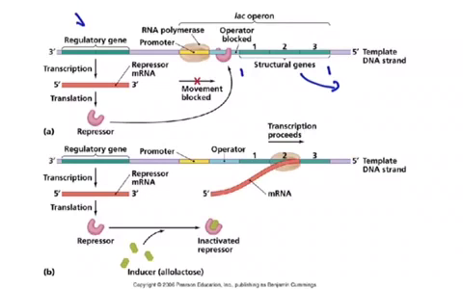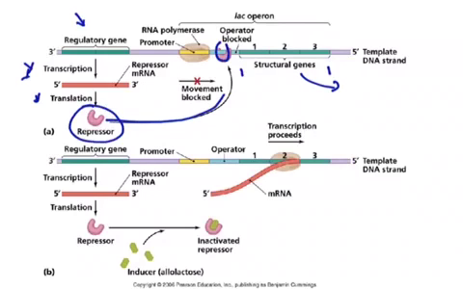So here's our regulatory gene, further down the DNA. The regulatory gene will go through transcription and translation to produce a protein, in this case a repressor protein. We can see that here. Now, what the repressor protein does is, when it's made, it binds to the DNA around the operator region. So it blocks the operator.